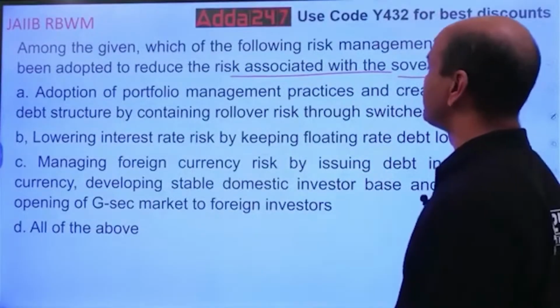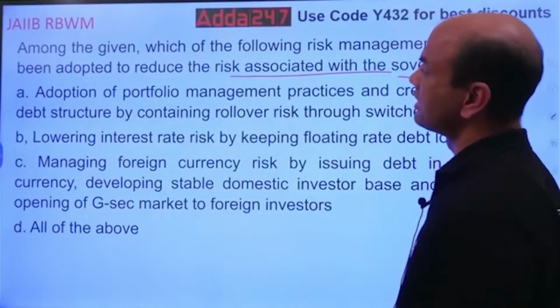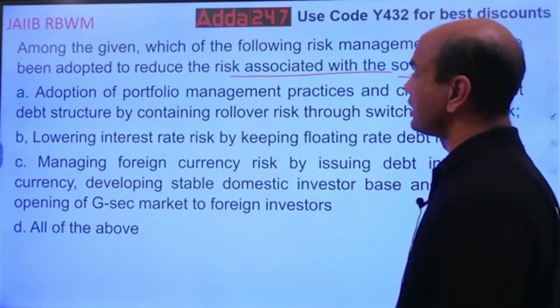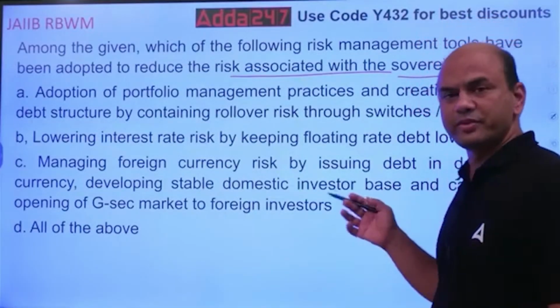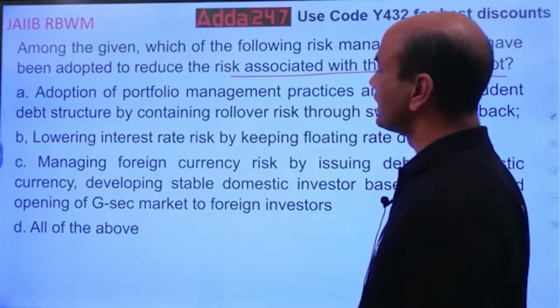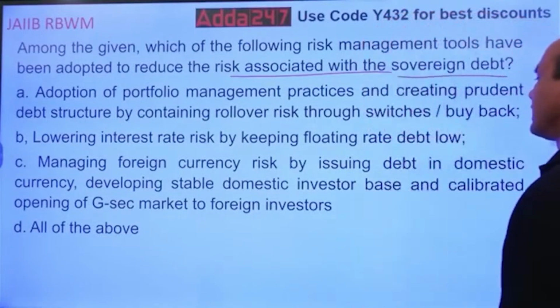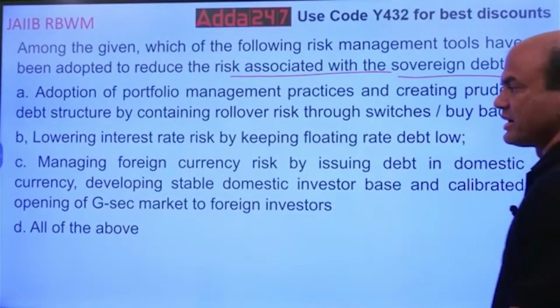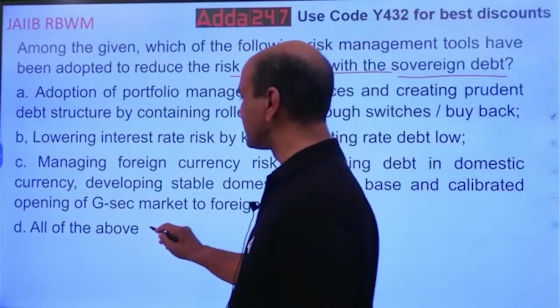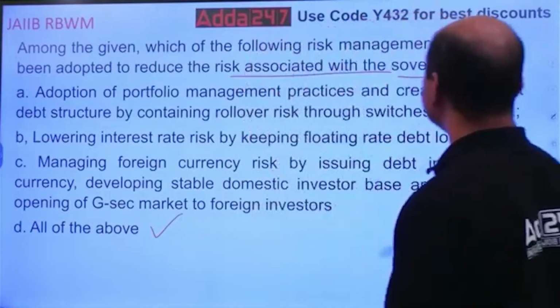Adoption of portfolio management practices and creating prudent debt structure by containing rollover through switches. My God. This is BFM CAIIB. Lowering interest rate risk by keeping floating rate debt low. Managing foreign currency risk by issuing debt in domestic currency. Developing stable domestic investor base. All of the above. Forget it. It's not for you. Answer is all of the above, but it's not for you. Okay?